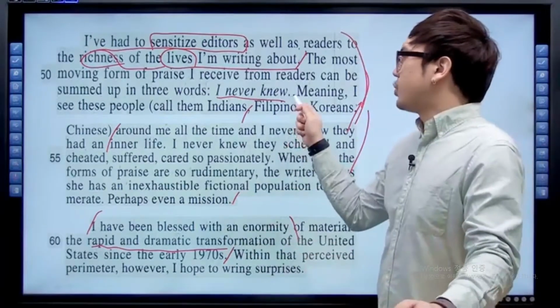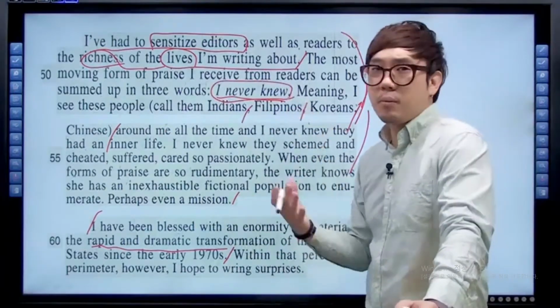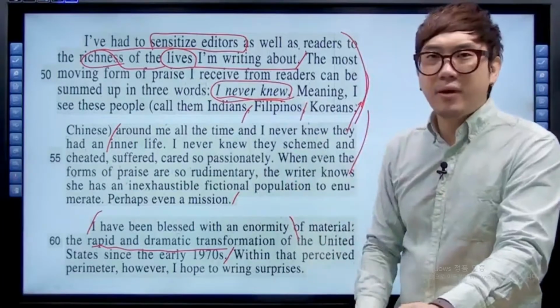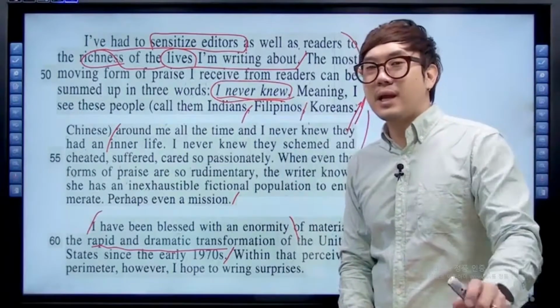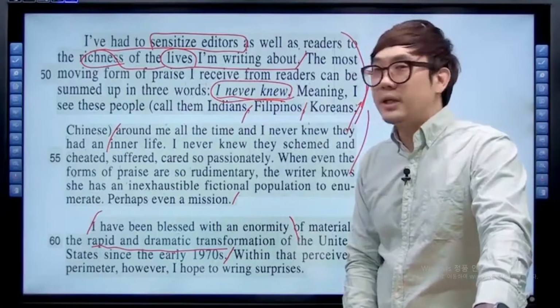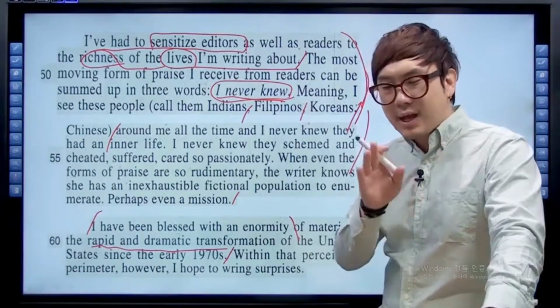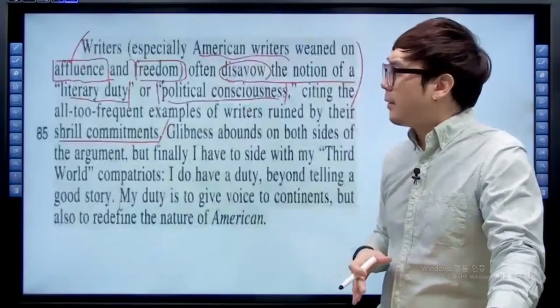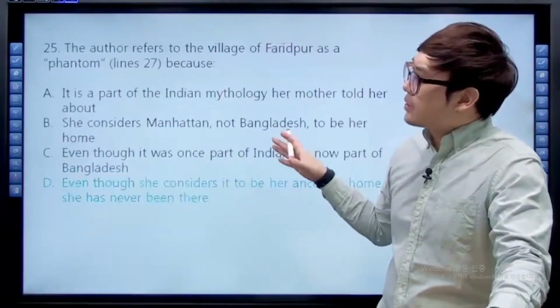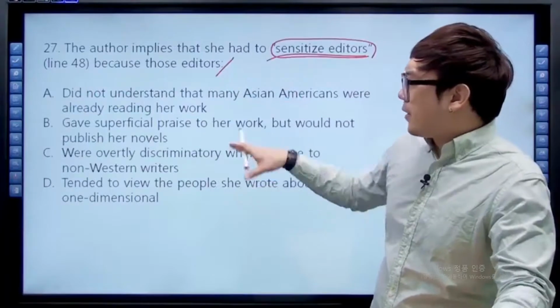So what she's saying is she never knew, or at least not her, but the readers are, I never knew these immigrants had these kind of lives. They schemed and they cheated and they had passionate lives or whatnot. So I guess that sums up the idea. The best sum up of that part of the statement is that what?